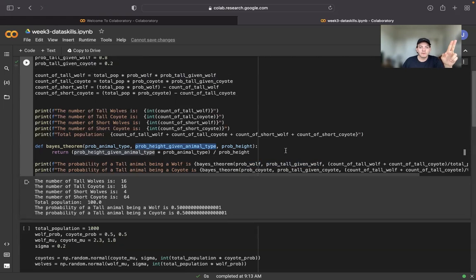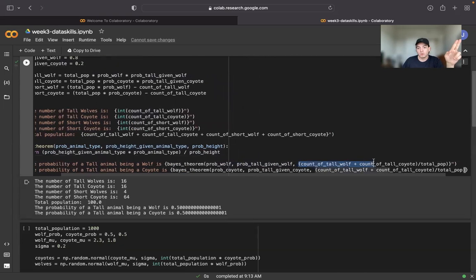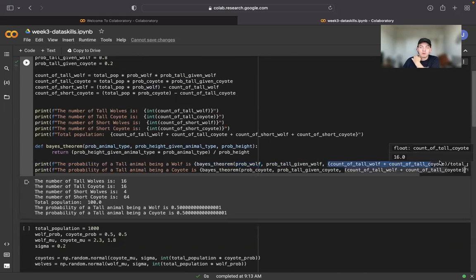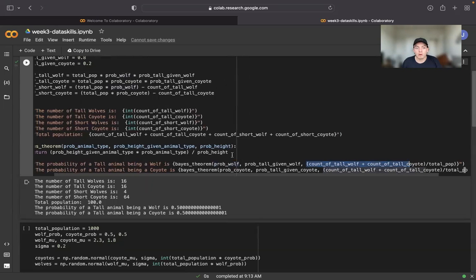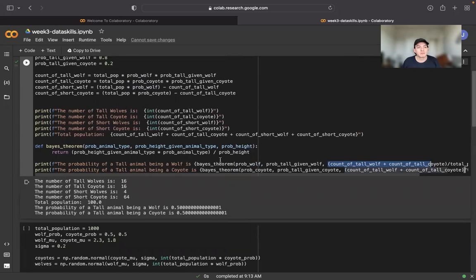And then we also have the probability of height, which is equal to the count of the tall wolves plus the count of the tall coyotes divided by the total population. And so since it's the same, when we were doing it before, it will cancel out in our evaluation. But in order to get the actual probability, we may want to include it. And so we're just doing this for example's sake.